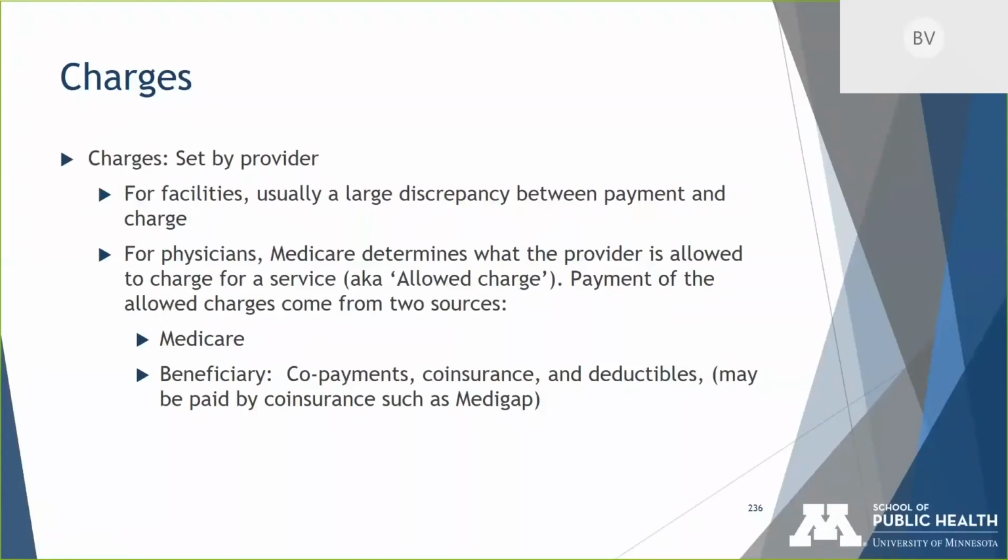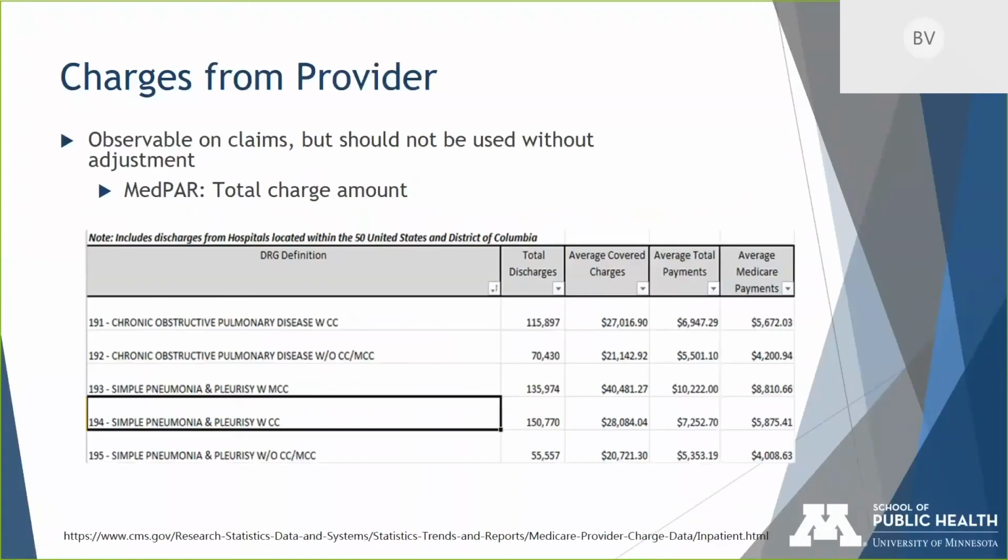Now, for physicians, Medicare does determine what the provider is allowed to charge. It's called the allowed charge, and payment comes from both Medicare and the beneficiary. And that's true of facilities as well, although the copayment and deductible structure is slightly different. Just something to highlight the difference between charges and actual payments.